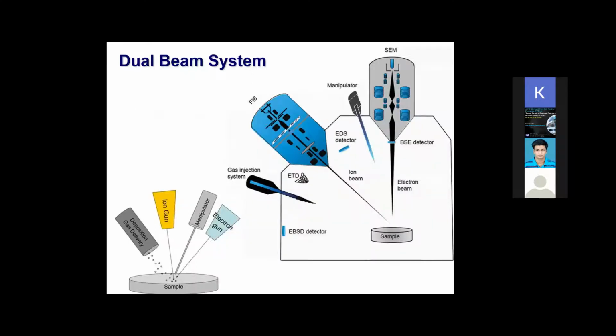So as you can see, the ion beam is falling on a sample along with the electron beam. Actually, in the dual beam system, the electron column will be on the top, and the ion column will be placed at an angle in the system. Also, for such a system, you can have a manipulator, and also you can have a gas injection system.